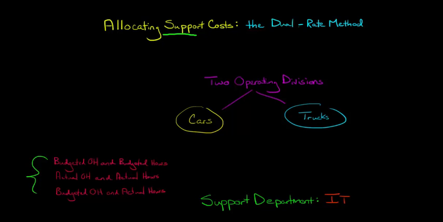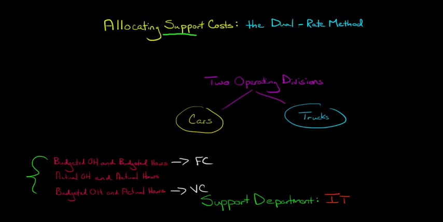Now, with the dual rate method, what we're basically going to do is use one of these methods to do fixed costs, and then we'll use a different method to do the variable costs. And so that's why we call it dual rate. We're actually going to do two different rates. So let's say in our example, we don't have to do it this way. We could do it in any number of combinations. But let's say that we're going to do the budgeted overhead and budgeted hours will be how we do the fixed costs. And then budgeted overhead and actual hours will be the variable cost.